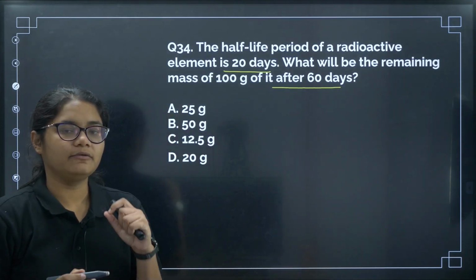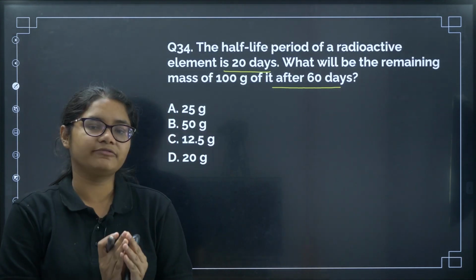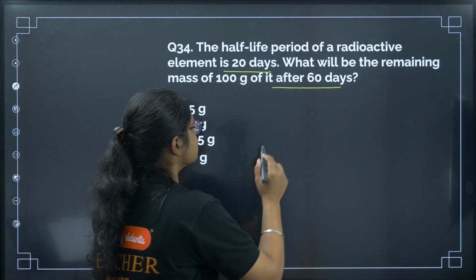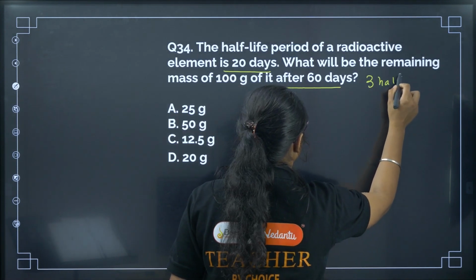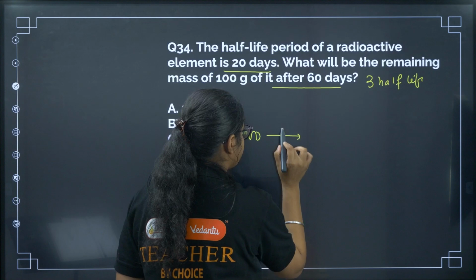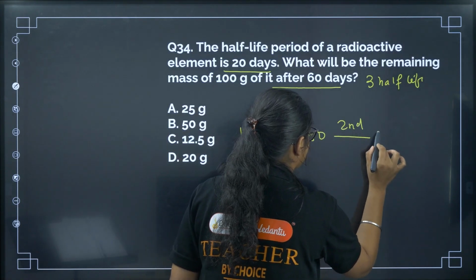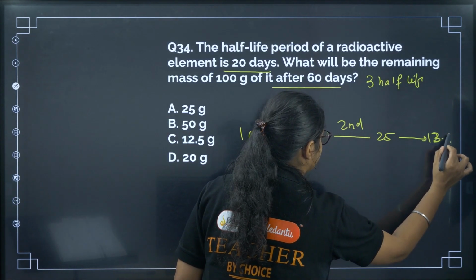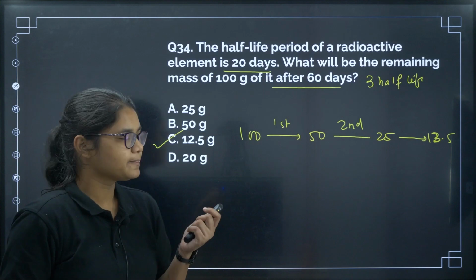So if you remember, all the radioactive decays are first order reactions, and the half-life of a first order reaction does not depend on the initial concentration. So 60 days means how many half-lives are there? There are 3 half-lives here, right? So if we start with 100 gram, after the first half-life it will become 50, after the second half-life it will become 25, and after the third half-life it will become 12.5. So the correct answer for this question will be option number C.